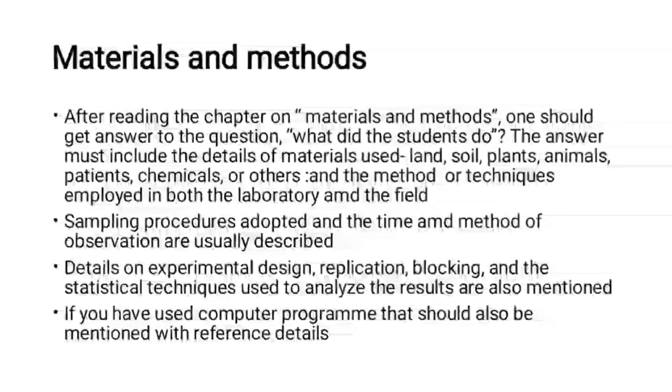Materials and methods. After reading the chapter on materials and methods, one should get an answer to the question, what did the student do? The answer must include the details of materials used, that is land, soil, plants, animals, patients, chemicals or others, and the methods or techniques employed in both the laboratory and the field. Sampling procedures adopted and the time and method of observations are usually described. Details on experimental design, replication, blocking, and the statistical techniques used to analyze the results are also mentioned. If you have used a computer program, that should also be mentioned with the reference details.